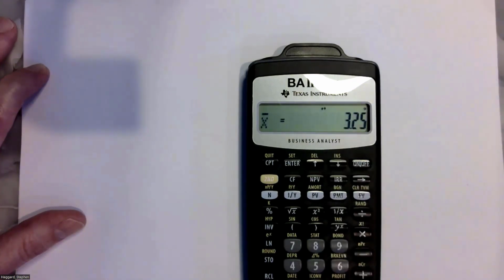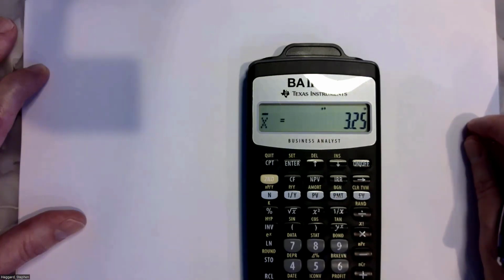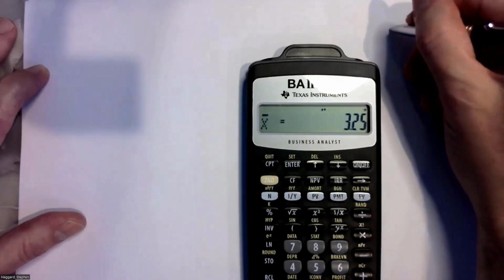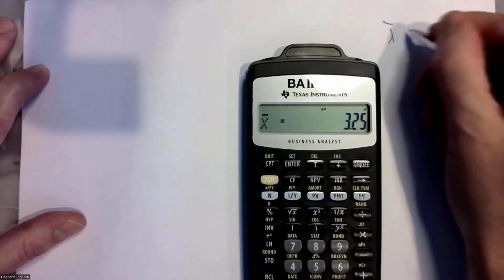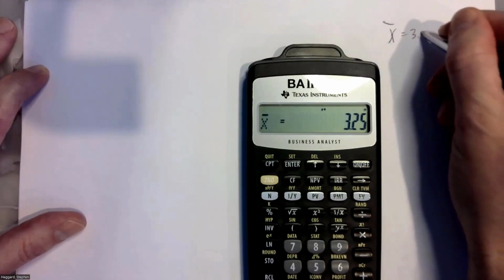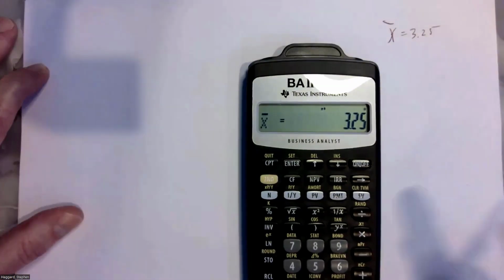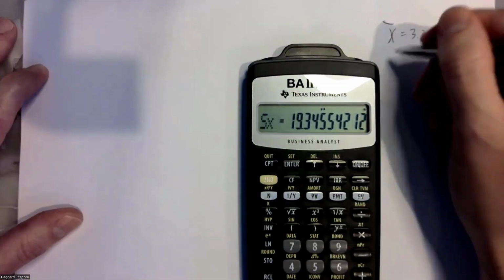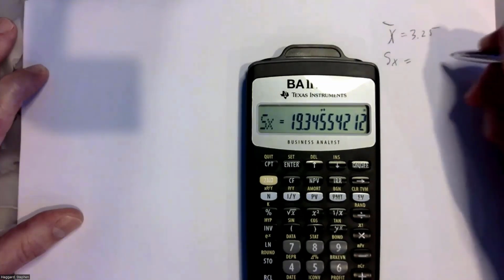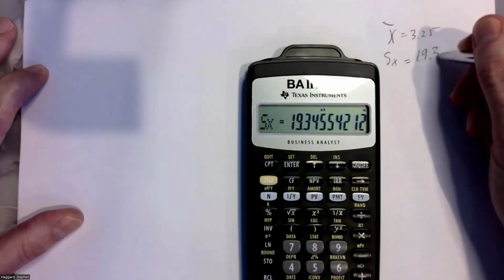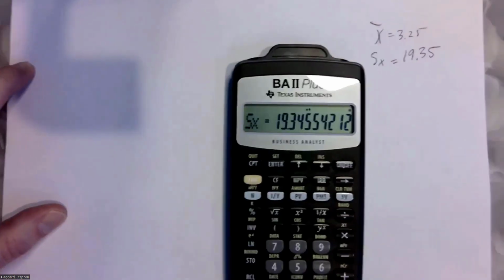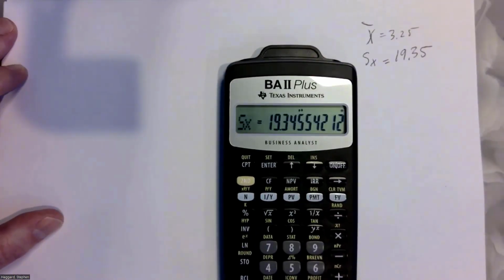X bar is 3.25. This is our mean. So I'm going to write down X bar equals 3.25. And then I'm going to arrow down, and the standard deviation is equal to 19.35. Have I blown any minds yet? I think this is all pretty standard stuff.